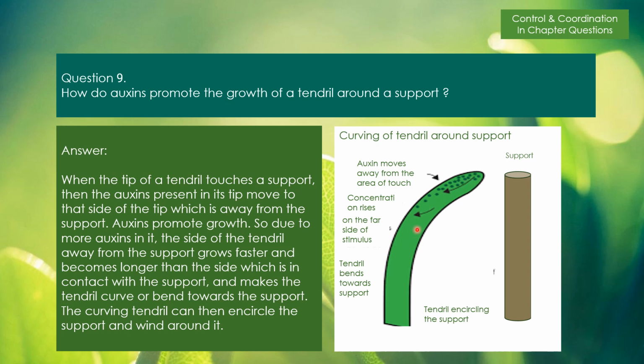So there is a differential growth, where one side grows faster than the other side. And this leads to the bending of the tendril, and a bent tendril, when it touches the support, thereafter starts growing further and entwines or encircles the support.